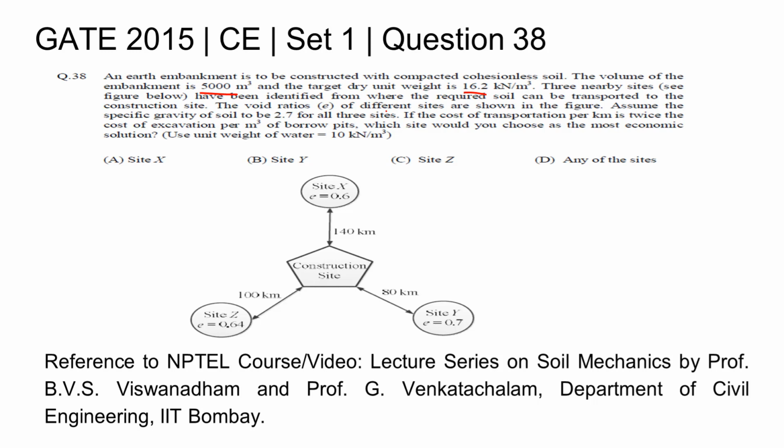The void ratios e of different sites are shown in the figure. Assume the specific gravity of soil to be 2.7 for all three sites. If the cost of transportation per kilometer is twice the cost of excavation per meter cube of borrow pit, which site would you choose as the most economic solution? And use unit weight of water as 10 kilonewton per meter cube. Options are: A, site X; B, site Y; C, site Z; and D, any of these. Reference to the relevant NPTEL courses or video has been cited.